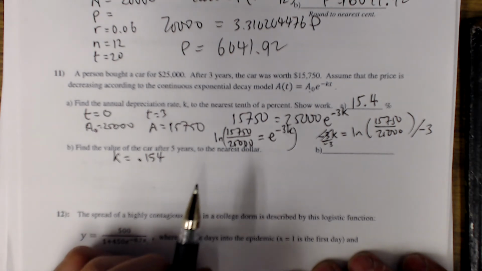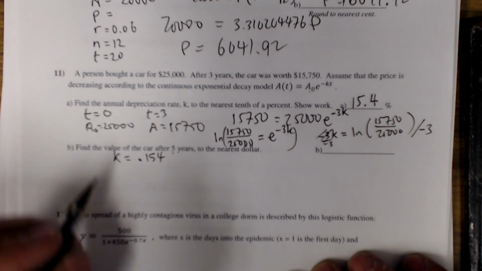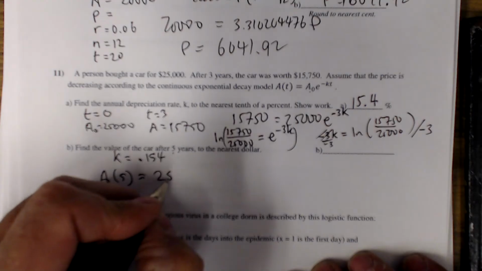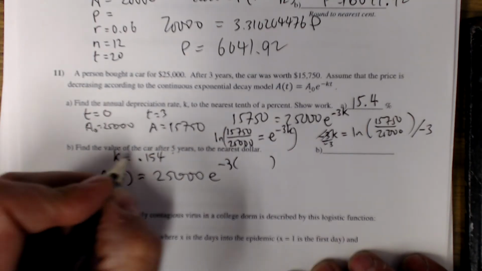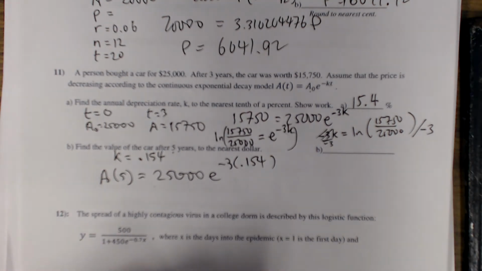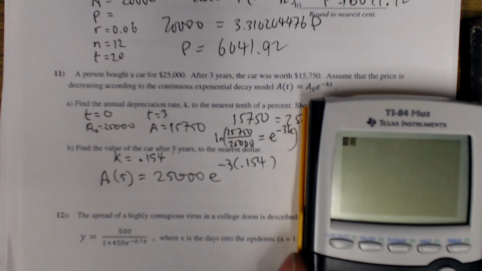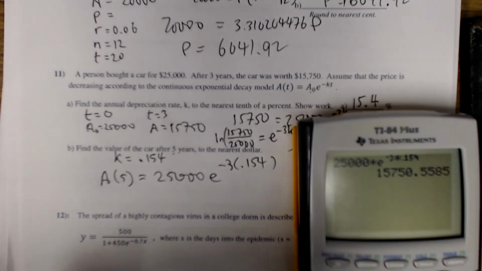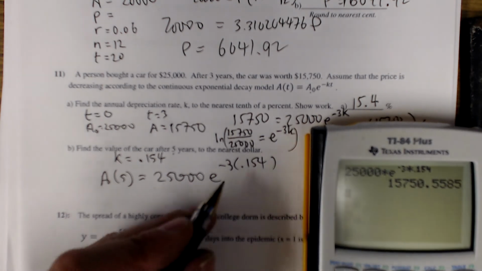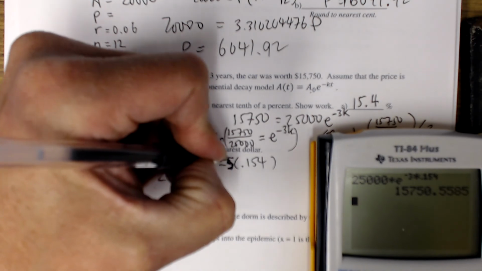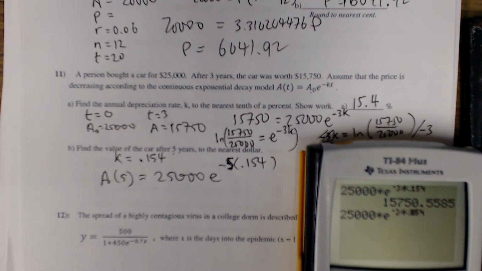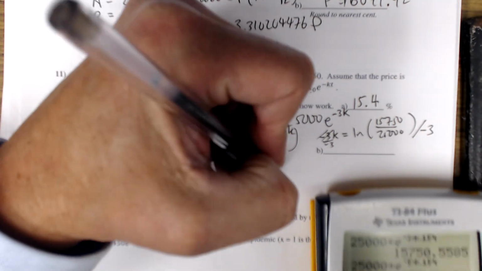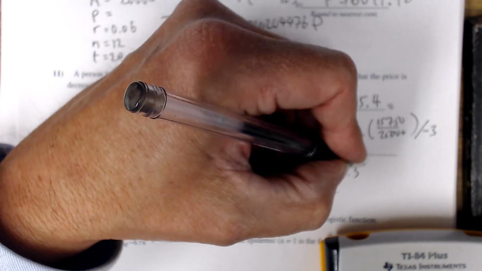So now what do we do? We want to find out what the value of the car is after 5 years. So A of 5 equals 25,000 e to the negative 3 times 0.154. Why did I put 3? Okay, sorry, 5. There you go. Second enter brings you back, and then you can enter it. Good. So my answer is $11,575, and it says round to the nearest dollar. There we go.